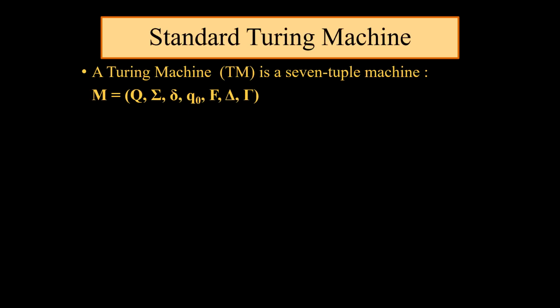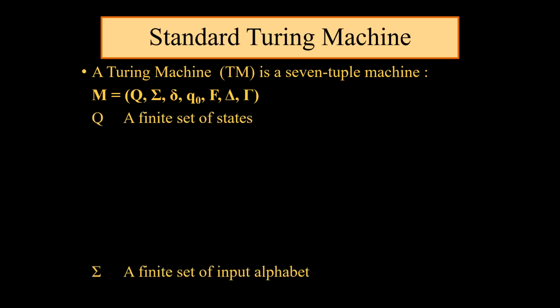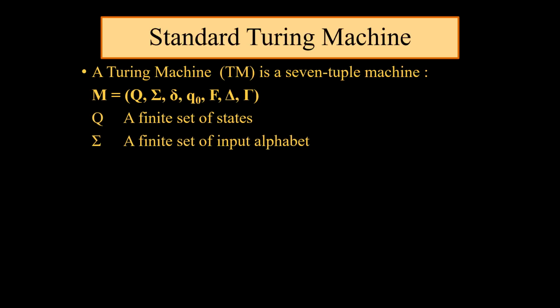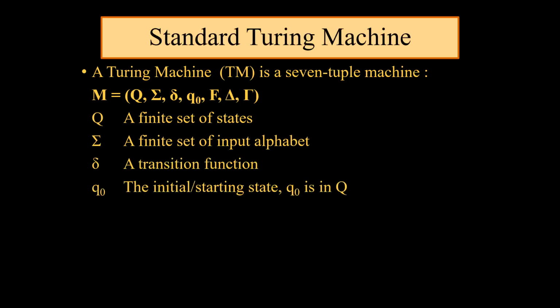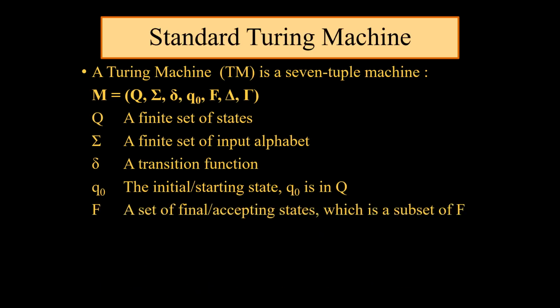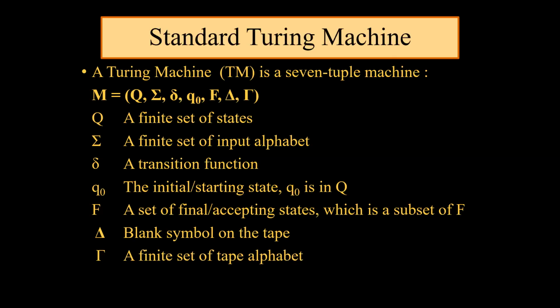If we talk about a standard Turing machine, it consists of 7 tuples where Q is a finite set of states, sigma represents a finite set of input alphabets, gamma represents a transition function, Q naught the initial state which is part of capital Q, F is the set of final or accepting states, delta is a blank symbol on the tape and tau is a finite set of tape alphabets.